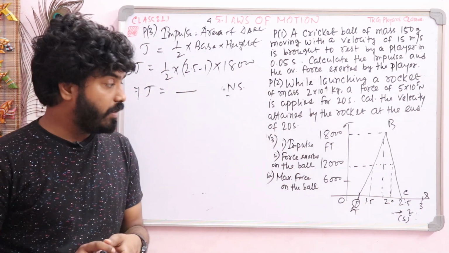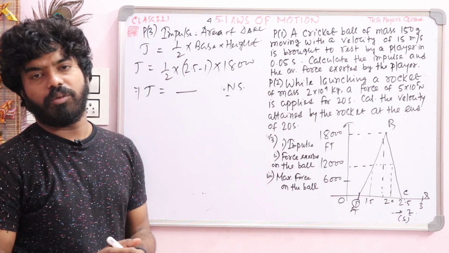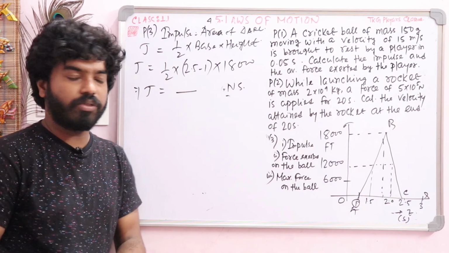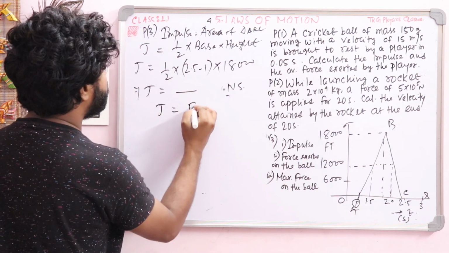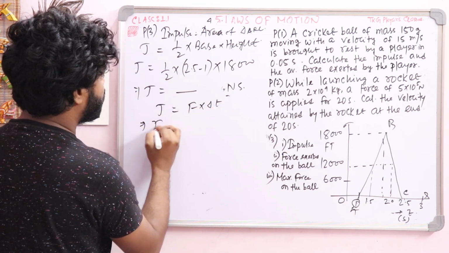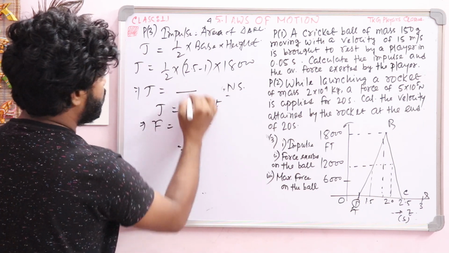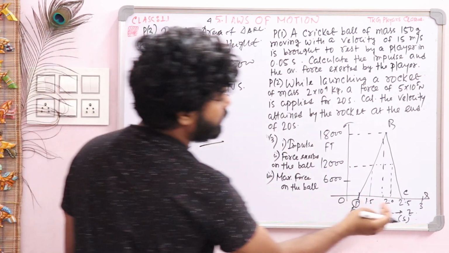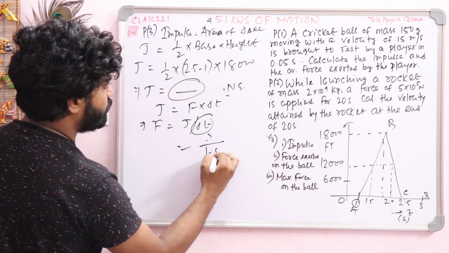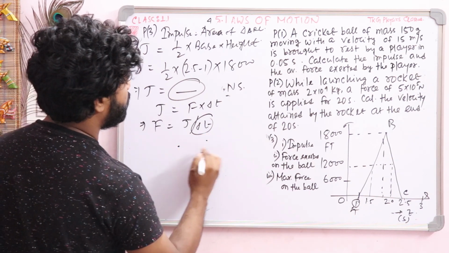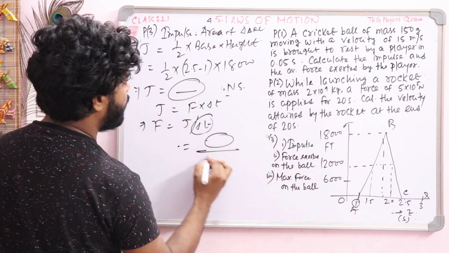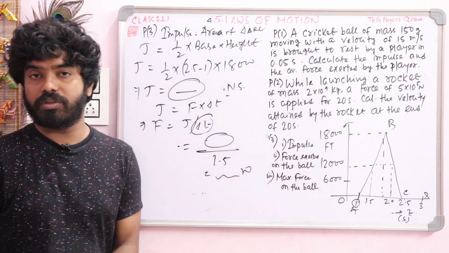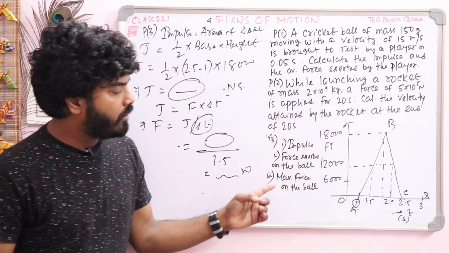Now you see the second one, force exerted on the ball. When you know the impulse and the time interval, you can easily find the force by the formula of impulse. Impulse J is equal to F into del T. So force F is equal to J divided by del T. You find the value of J, then put this value here, and you know the value of del T, 2.5 minus 1, that is 1.5. So at first you find the value of J, put it here, and put the value of del T, then you can easily find the value of the force exerted on the ball.